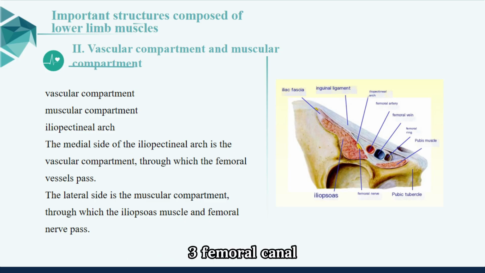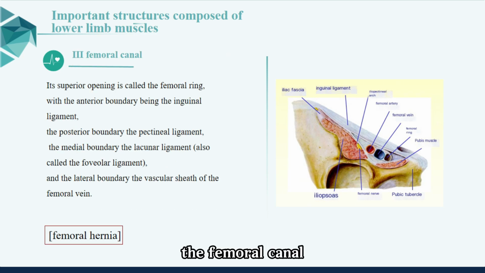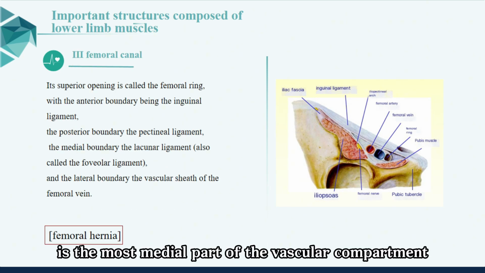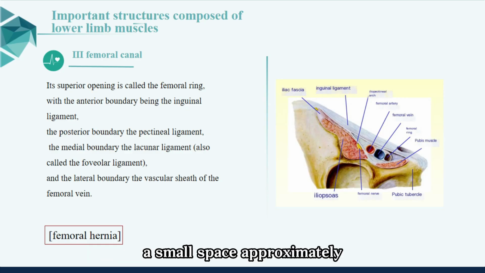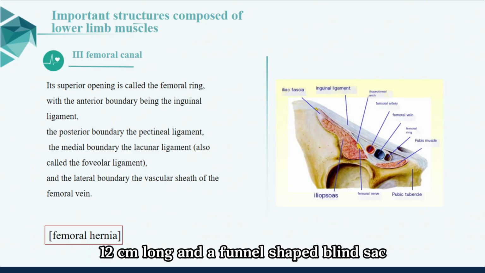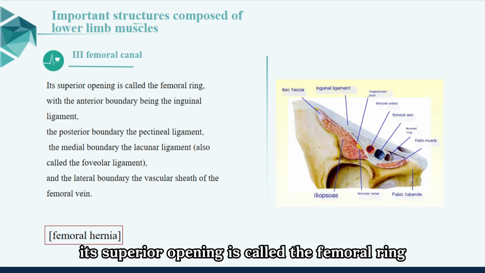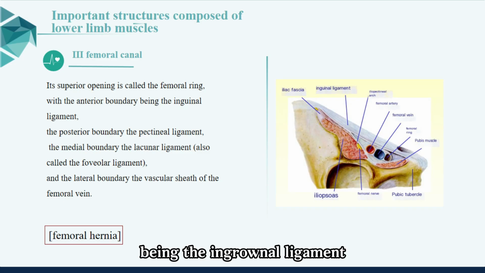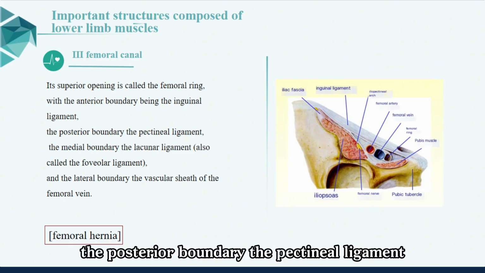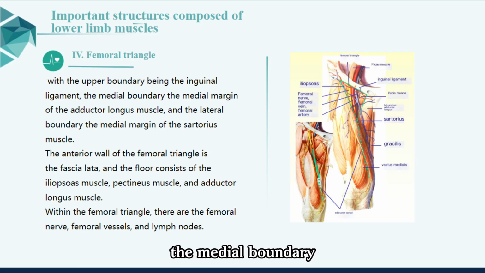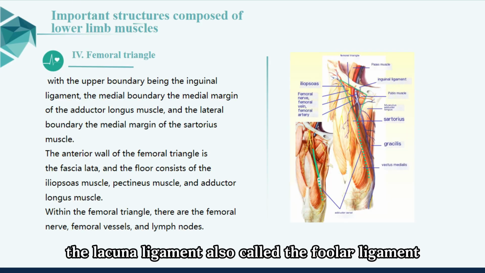3. Femoral canal. The femoral canal is the most medial part of the vascular compartment, a small space approximately 1.2 centimeters long, and a funnel-shaped blind sac protruding downward from the transverse abdominal fascia. Its superior opening is called the femoral ring, with the anterior boundary being the inguinal ligament, the posterior boundary, the pectineal ligament, the medial boundary, the lacunar ligament, also called the Gimbernat ligament.